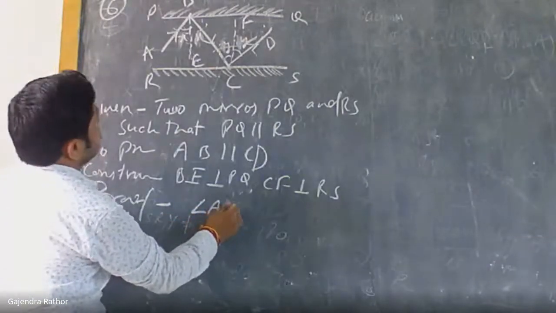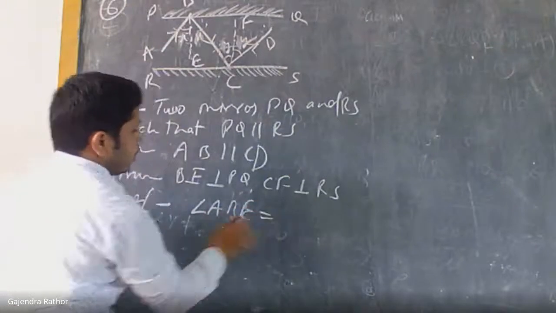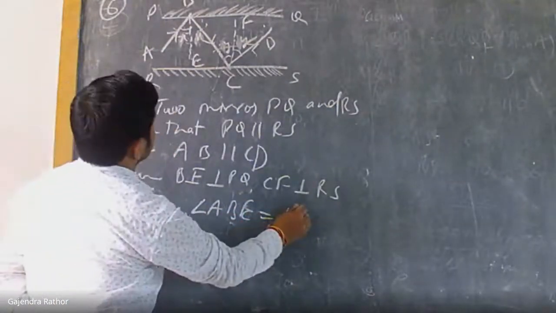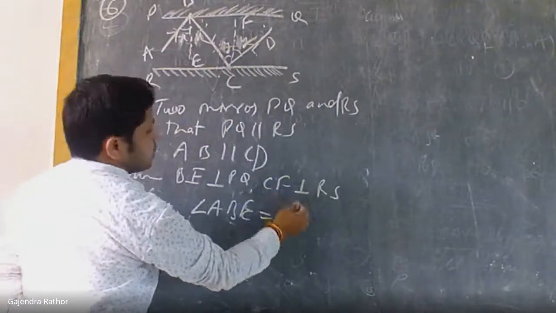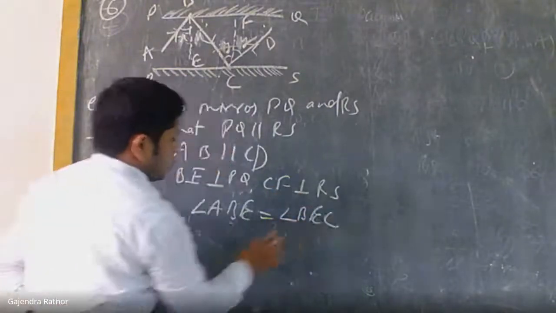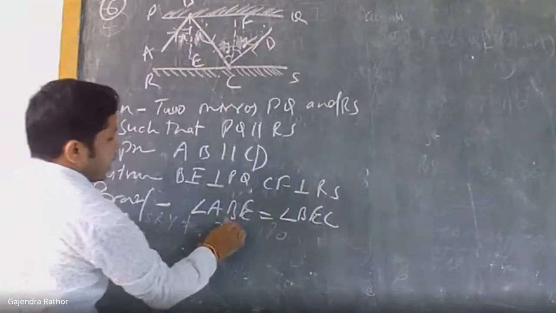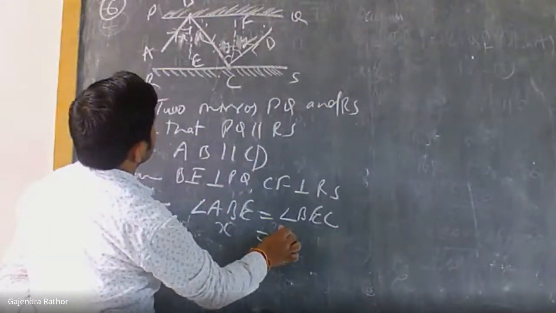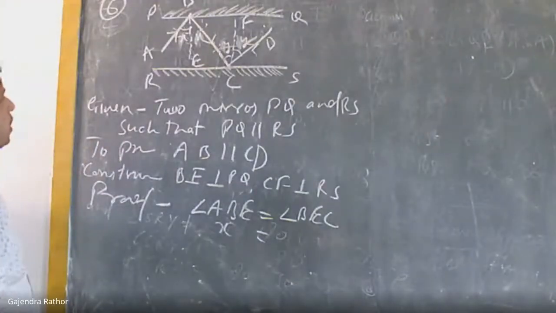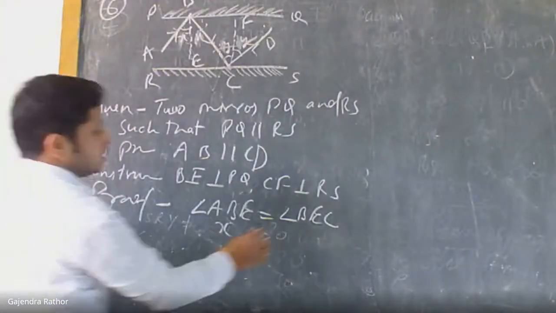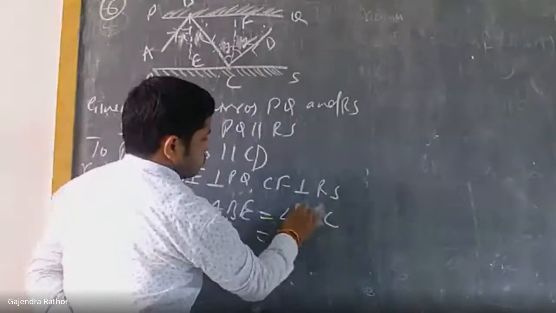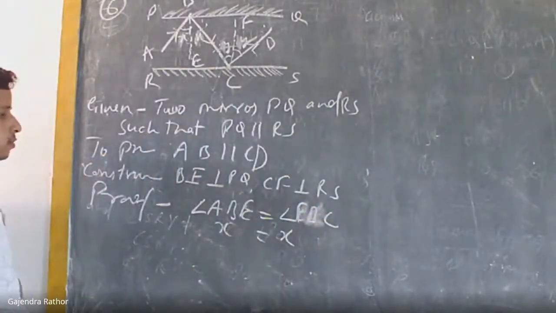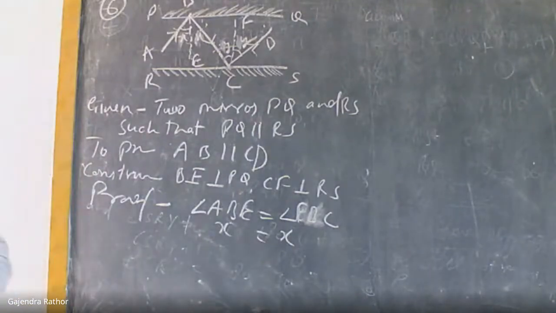Now, angle ABE is equal to angle BEC. What is the value of angle ABE? X, and EBC, this is also X.